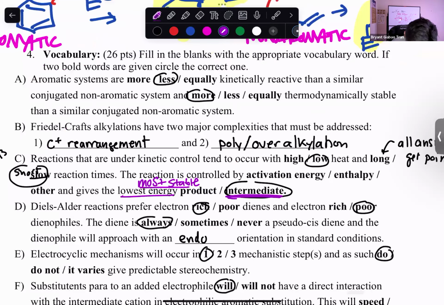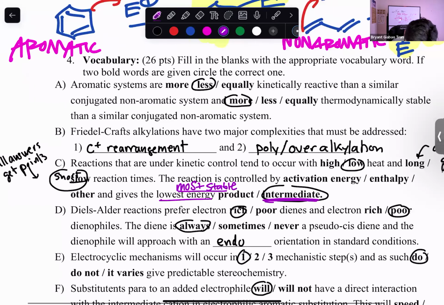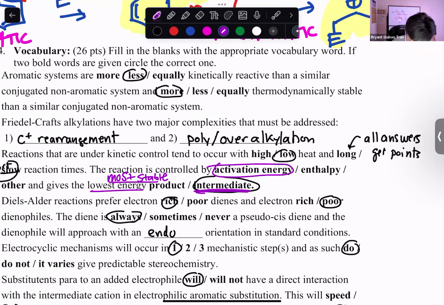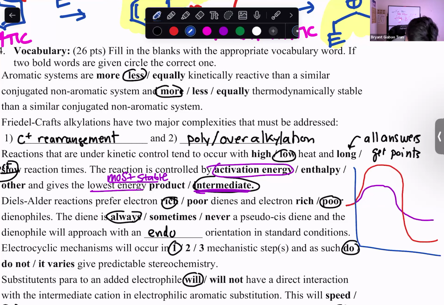Let's see. Enthalpy. No, it would be activation energy, right? Because think of it like this. If the kinetic product is the purple thing, it will have lower activation energy, but it gives the less stable product, right? Whereas if we look at the red one with more heat, more energy, it has a higher activation energy, but its overall product energy is lower. It's more stable, right? This is the graph right here. Reaction coordinate is on the x-axis. Energy is on the y-axis, right?